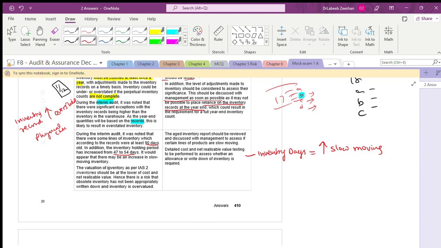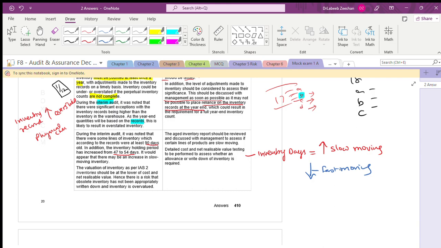Definitely in the question you will never come across that inventory days has decreased. It is not an issue as such. They will highlight in the questions only the issues. Okay? If the inventory days are decreasing, then it is fast moving.